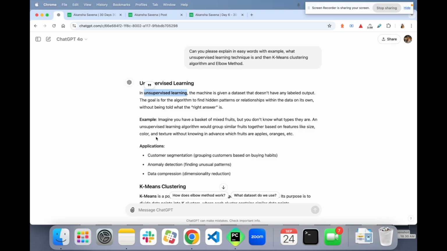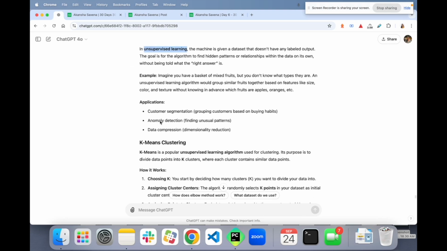We will understand it with the help of an example. So imagine you have a basket of mixed fruits, but you don't know what types they are. An unsupervised learning algorithm would group similar fruits together based on features like size, color, and texture, without knowing in advance which fruits are apples. So consider we have a basket of fruits and nobody has told us what these fruits are. We don't know what an apple looks like. We don't know what an orange looks like.